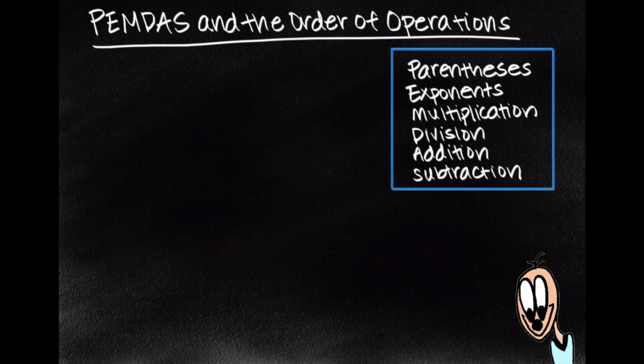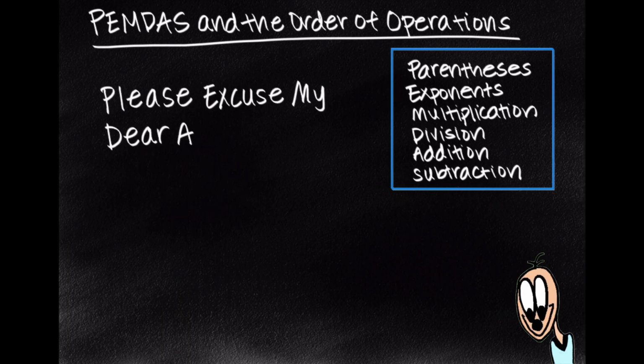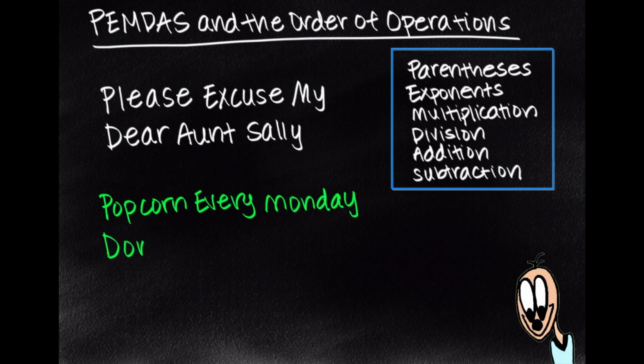There are a couple of ways to remember PEMDAS or the order of operations. The first is, please excuse my dear Aunt Sally. So you can see that the first letter of each of the words in that sentence corresponds to the operation. And another one is popcorn every Monday, donuts every Sunday.